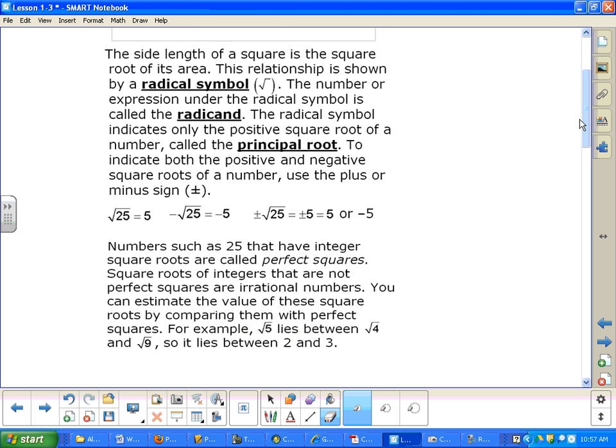So just a little reminder, that symbol is called a radical symbol. The number under the radical is called the radicand. And a radical symbol indicates only the positive square root of a number, called the principal root. To indicate both the positive and negative square roots of a number, we would use a plus or minus sign.